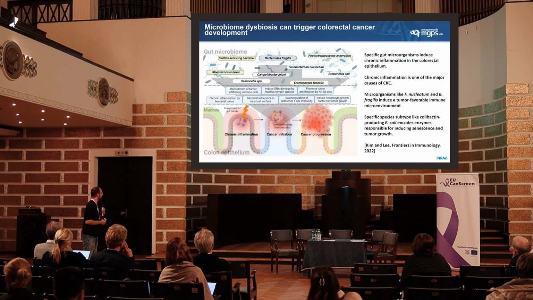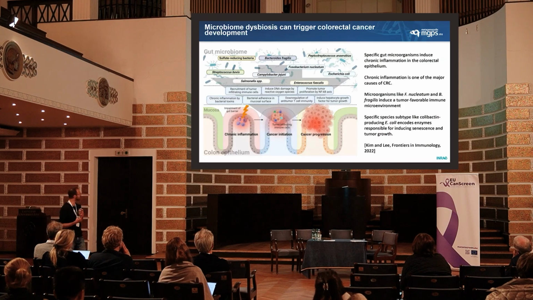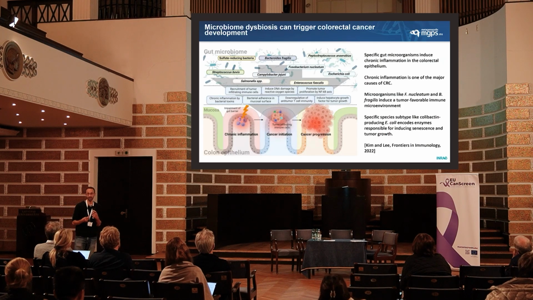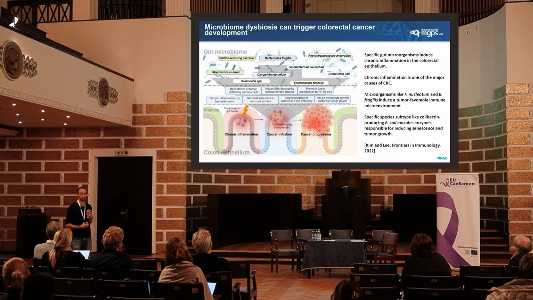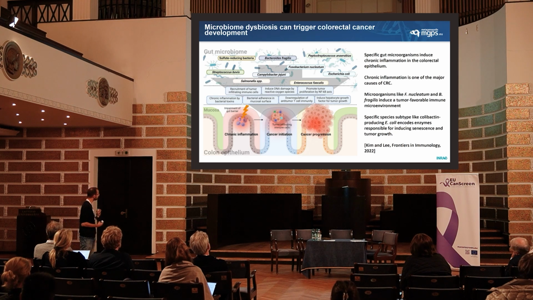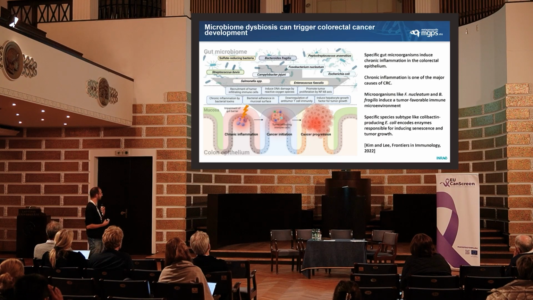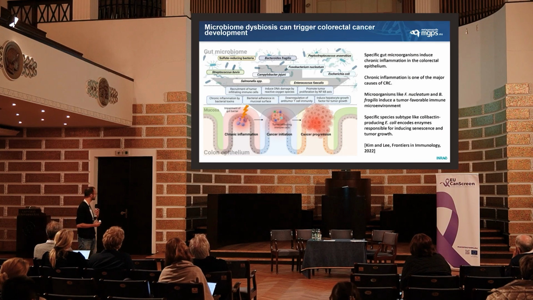In colorectal cancer, we know that some specific microorganisms can induce chronic inflammation. And chronic inflammation is actually one of the first stages of colorectal cancer. Some microorganisms that were identified as triggering these inflammations, for example, Fusobacterium nucleatum or Bacteroides fragilis, are known to be favorable for tumor development.